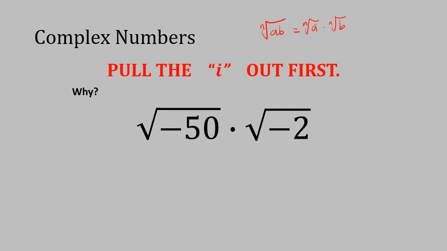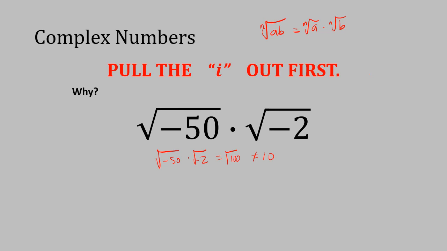Well, what happens here? If we just said that's what happens, the square root of negative 50 times the square root of negative 2, well, that's the square root of 100, right? And so 10. But the problem is this is super not equal to 10.